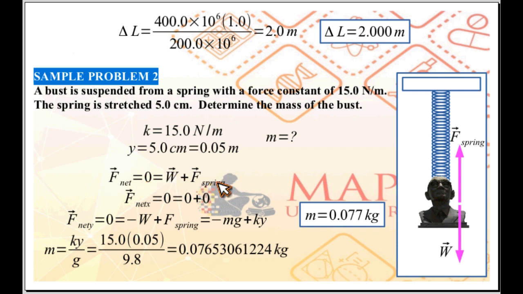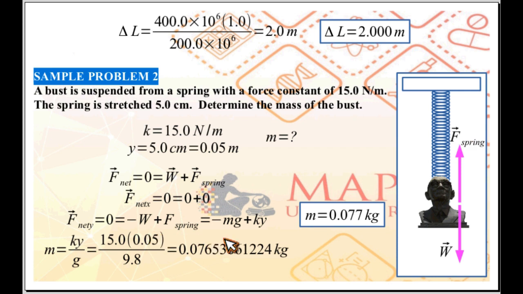Analyzing this using the component method, looking at the diagram, we see that all the vectors are vertical, therefore no x component. We go to the y component of F net, we have F net y. Y component of 0 is 0. Y component of the weight is vertically downward, so negative direction, so minus W. F spring is vertically upwards, positive direction, so plus F spring.